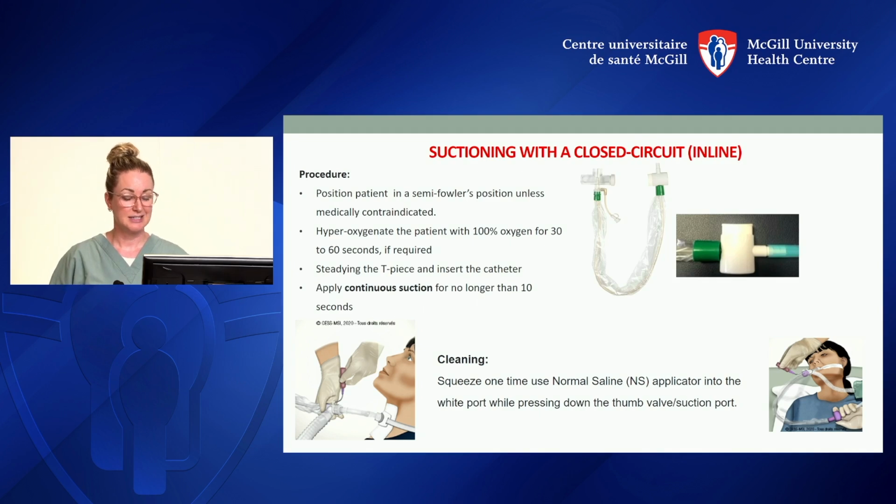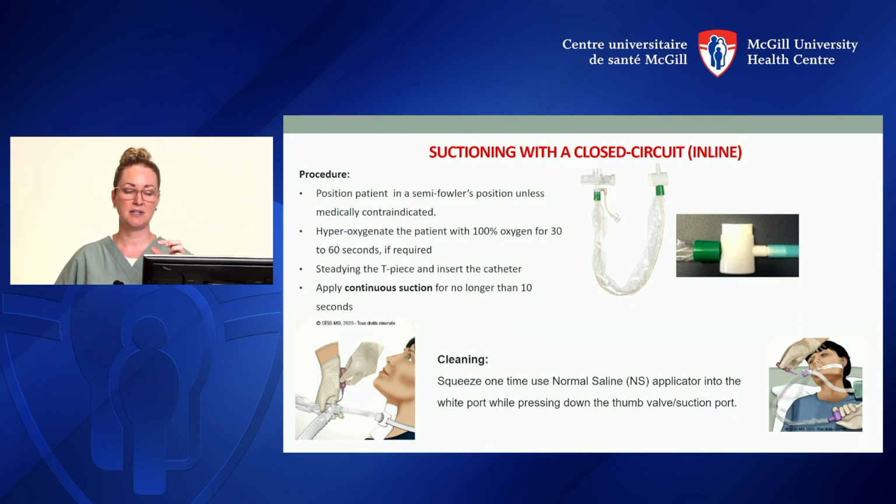So again, the technique is kind of the same, even though it's a closed circuit. So try to sit your patient in a semi-Fowler position unless it's medically contraindicated. You want to hyperoxygenate the patient with 100% oxygen for 30 to 60 seconds if required. And to do this, you can press the hyperoxygenate button or increase the baseline fraction of inspired oxygen level. For long-term ventilated patients, pre-oxygenating a patient prior to suctioning may not be necessary, so it's very important for you to understand and know your patient.